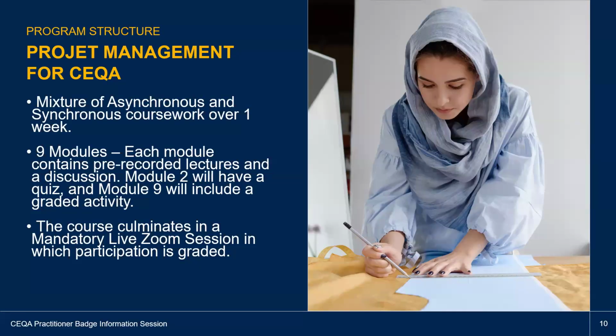In Project Management for CEQA, you can expect a mixture of asynchronous and synchronous coursework over a 1-week period. You'll go through 9 modules. Each module will contain pre-recorded lectures and a discussion. Module 2 in particular will have a quiz, and Module 9 will include a graded activity. Again, this course is going to culminate in a mandatory live Zoom session in which participation is graded.